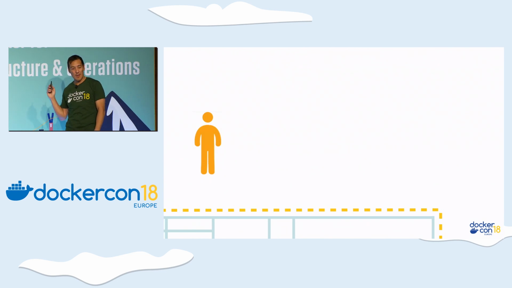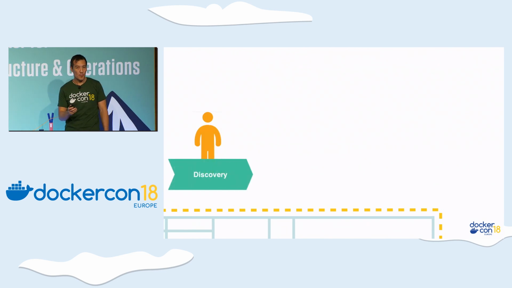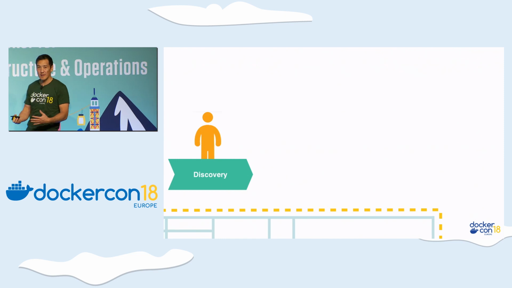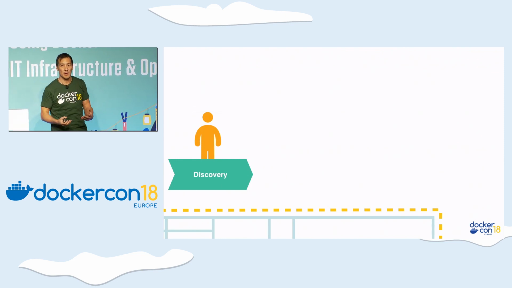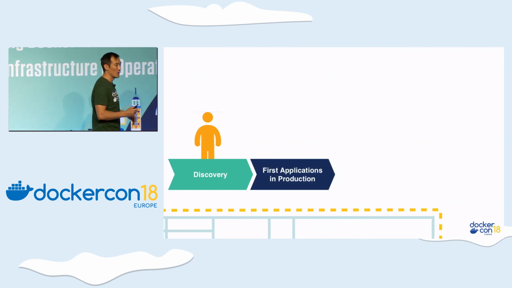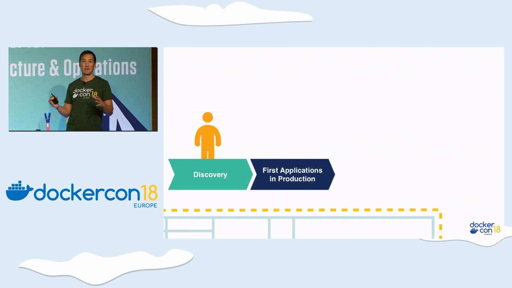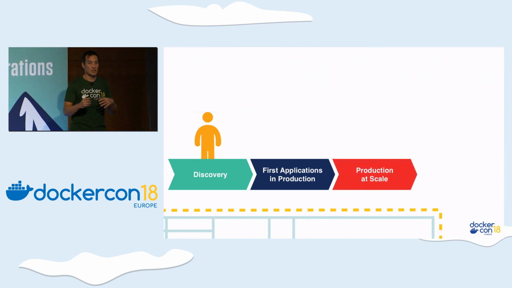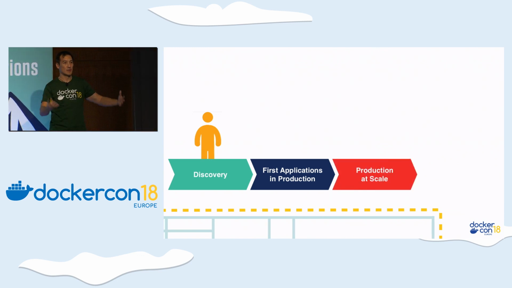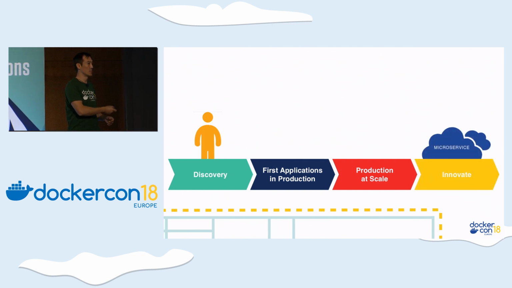All right, so to recap really quickly, we went through the discovery phase, analyzing your application estate and building out a business case. Then we got some first applications into production. We readied ourselves for production at scale and started to follow our application migration plan. And finally, with the savings, we're able to innovate.